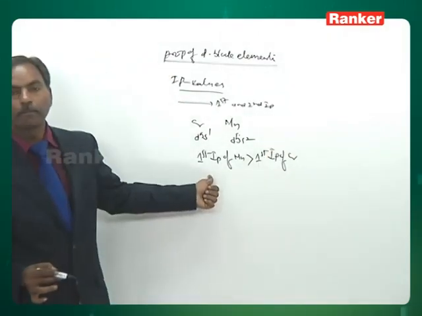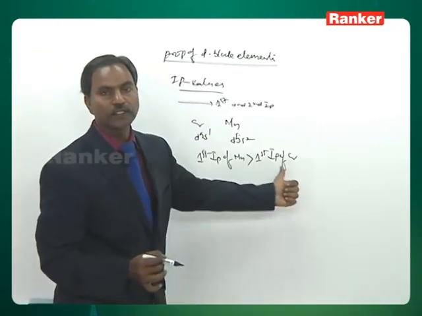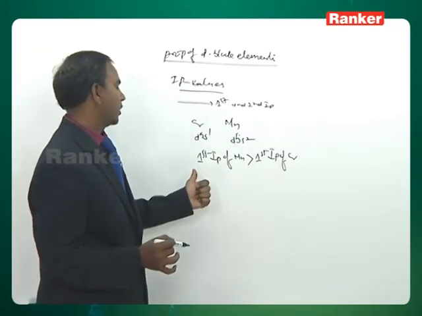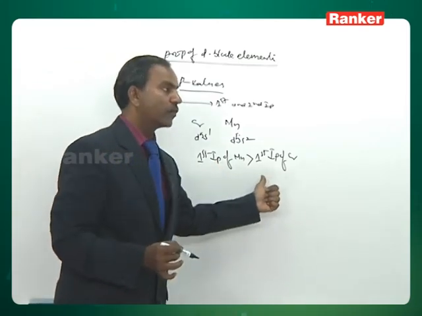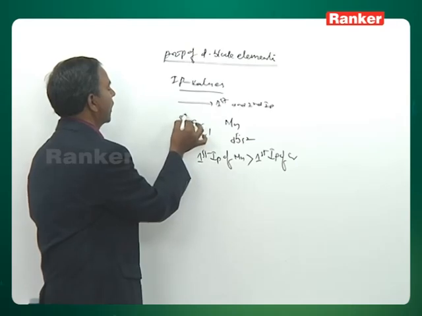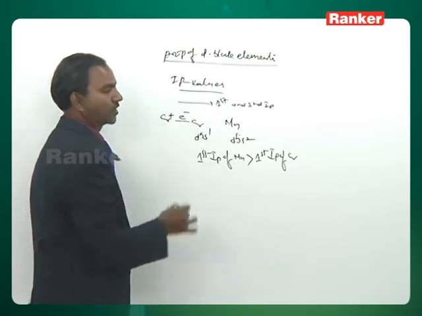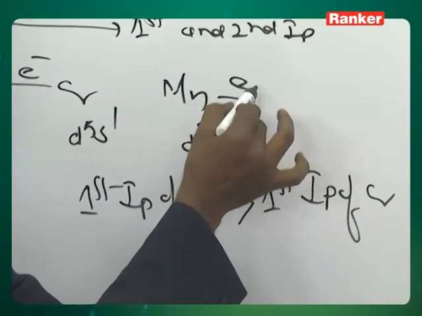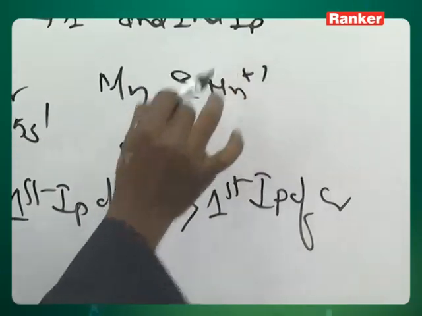First IP of manganese is greater than first IP of chromium. Come to the next point. Once I remove an electron from this, it becomes chromium plus 1. Then, when I remove an electron from this, it will be manganese plus 1.